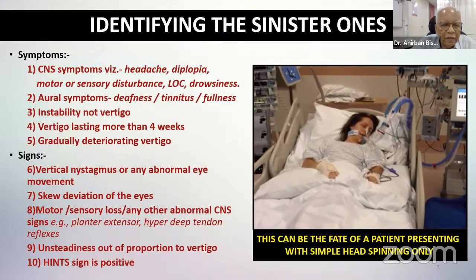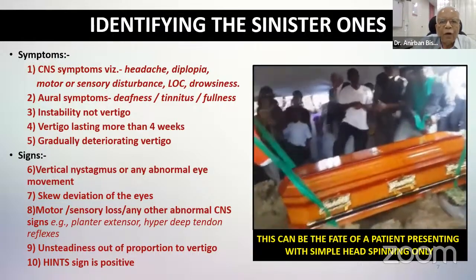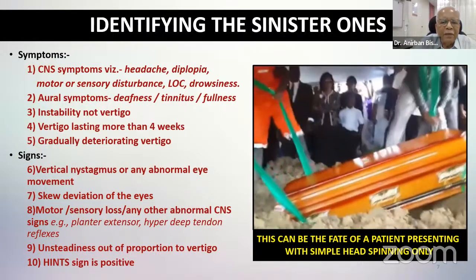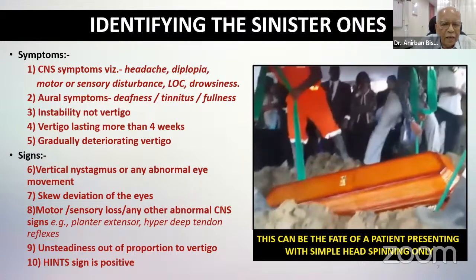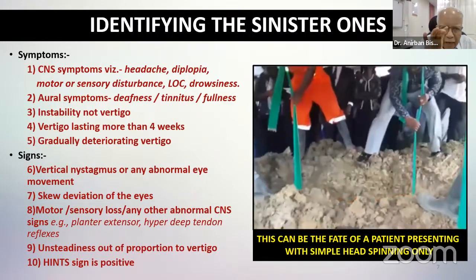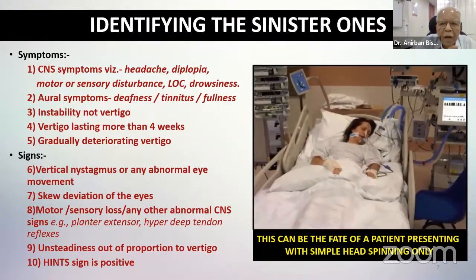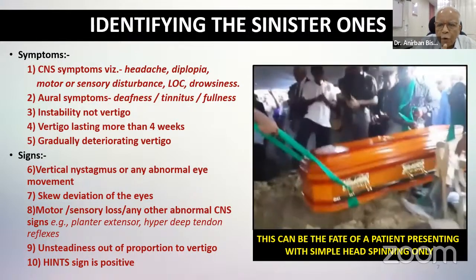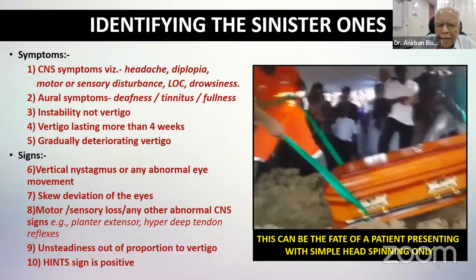Then we test the vestibular system. But before going to that, what I had told you, identifying the sinister ones. That means which ones are dangerous. So there will be some signs and some symptoms by which you will be able to diagnose whether it is a dangerous thing or not.